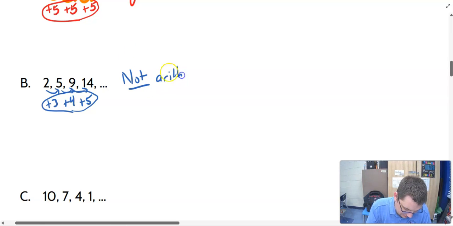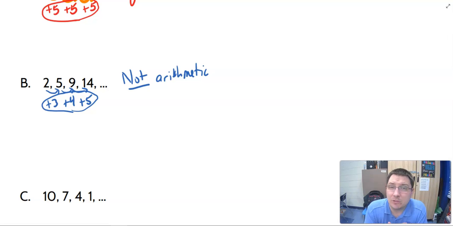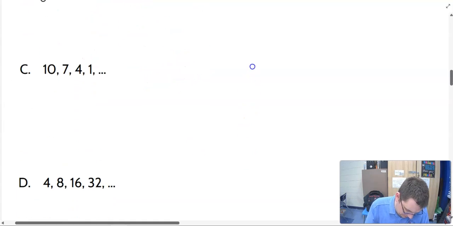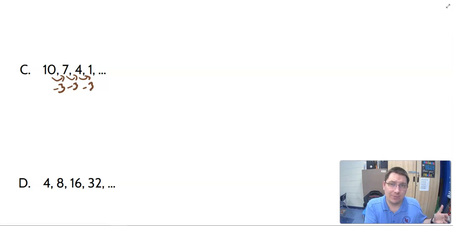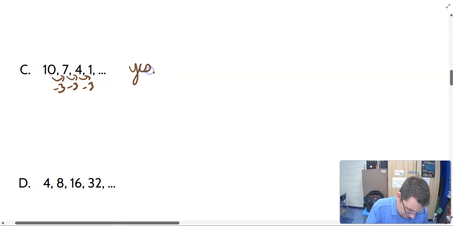Because our pattern is not the same between each term. Okay? And so let's look at example C here and see if this one's arithmetic or not. In example C, we have 10, 7, 4, and 1. How do we go from one term to the next? Well, 10 minus 3 is 7, and 7 minus 3 is 4, and 4 minus 3 is 1. And so we have the same difference every time. And so yes, this is arithmetic.